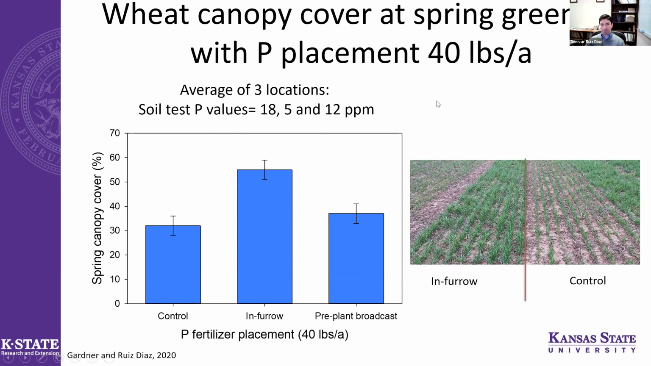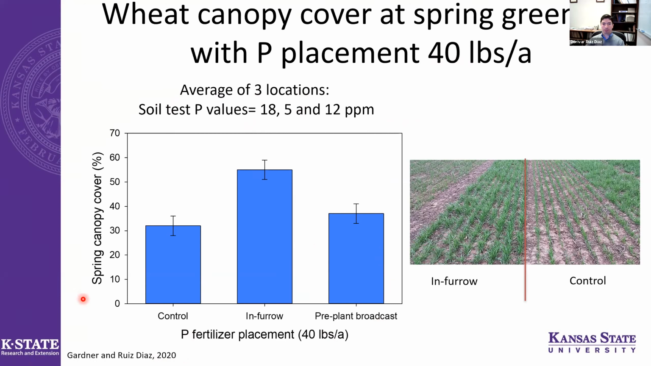phosphorus placement with the seed for wheat. This is a study we've been actually working on the last 2-3 years. This is data from last year, 2020, 3 locations, and really to compare specifically broadcast application versus in-furrow application, okay? And so this is 40 pounds of P2O5 applied pre-plant broadcast or in-furrow with the seed.